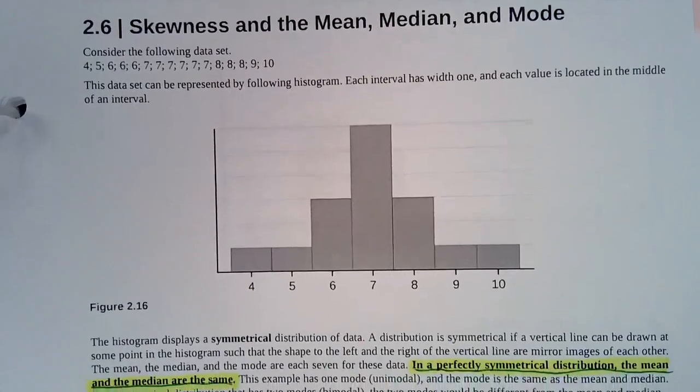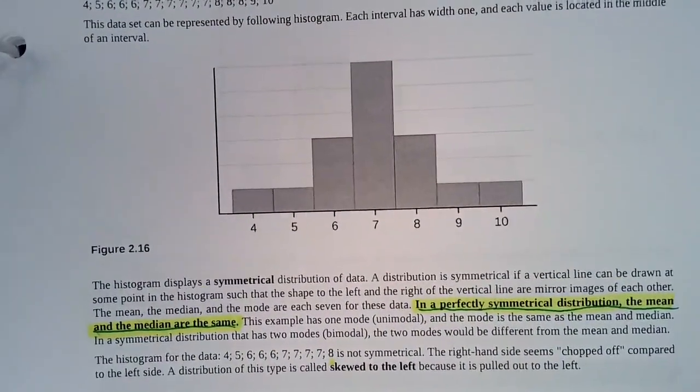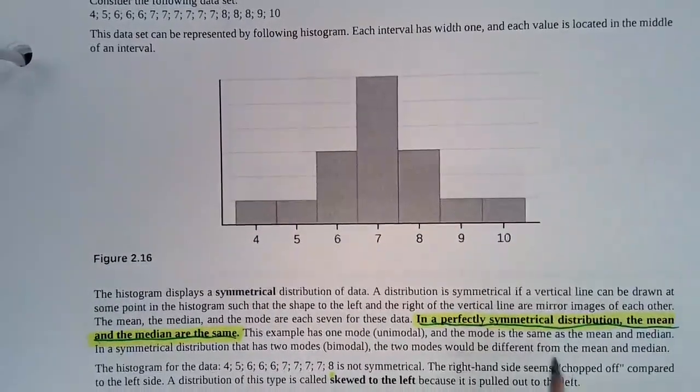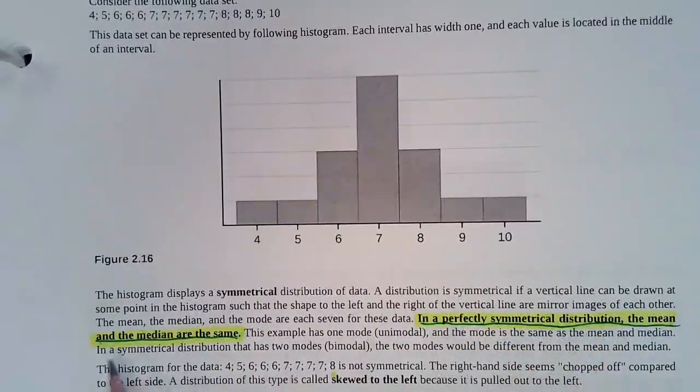So I'm going to slide this down just a little bit. Because our histogram is symmetrical, or if it was perfectly symmetrical, the mean and the median would be the same.